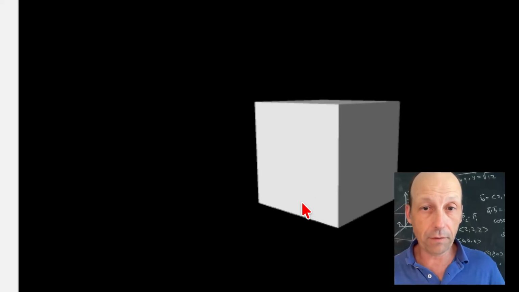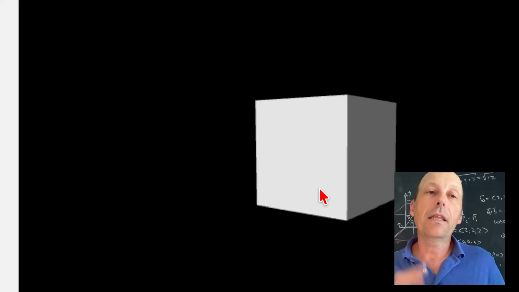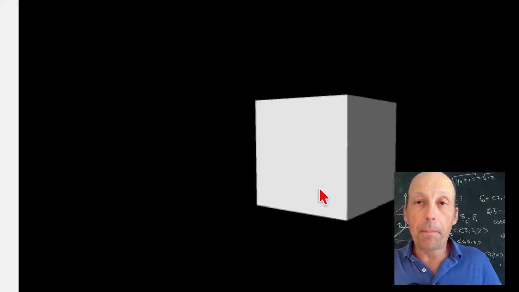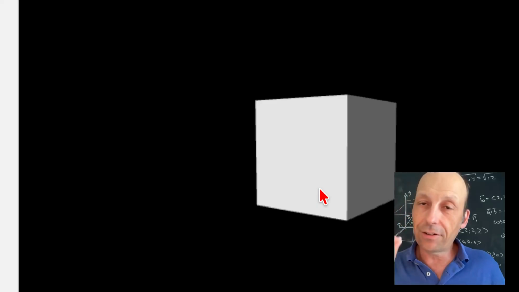So there's my box. Look at that. I can zoom out a little bit, and I can rotate around. Now, the problem is that the position of the box is the origin, the center of the box. So here I have a box with the center at the origin, and I need to fix that.